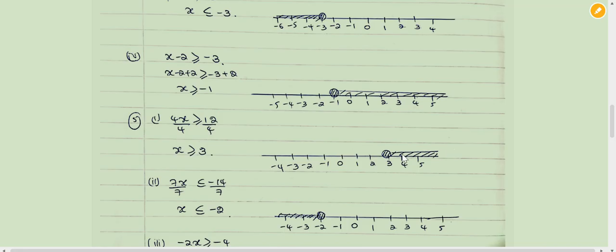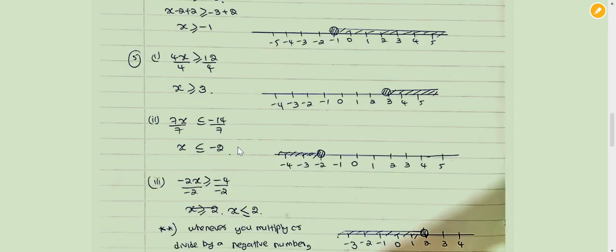So you draw a number line and draw a circle on 3, and you shade it, because this has an equal sign. x is greater than or equal to positive 3, so you shade this. I think now you can understand. Okay.